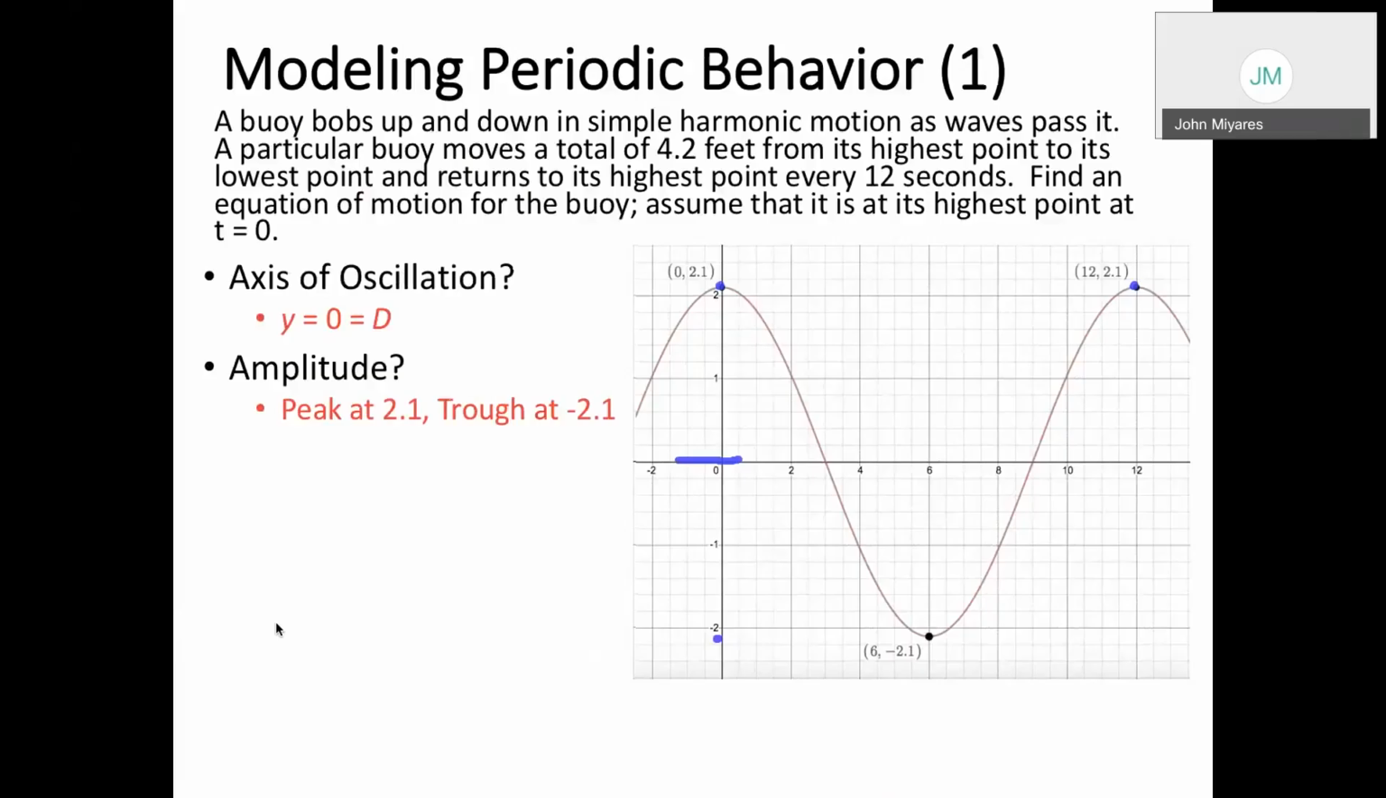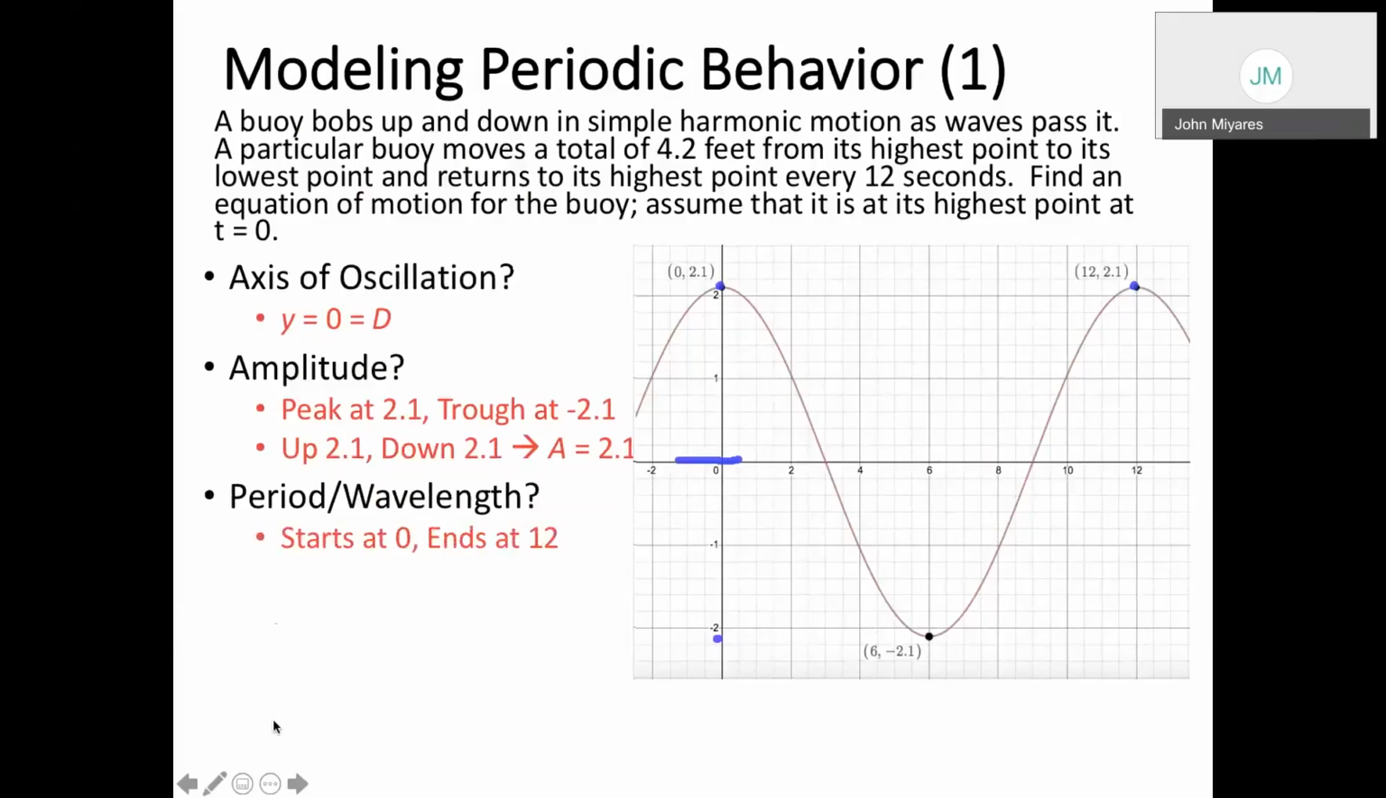So if I'm peaking at 2.1 and my trough is at negative 2.1, that means that my amplitude is going to be 2.1. The period, the wavelength: it is going to complete one full cycle going from its peak to its low point and back to its peak in 12 seconds. So I'm going to say that the period is going to be 12 seconds. Consequently, the b value will be 2 pi divided by the wavelength, which will just be pi over 6.